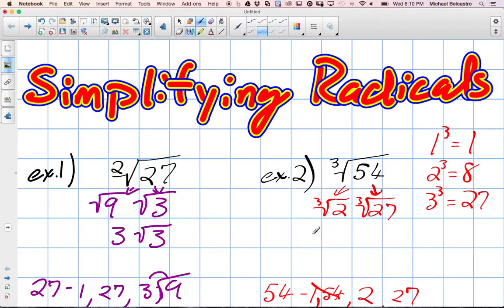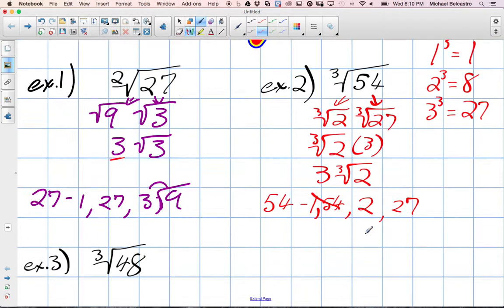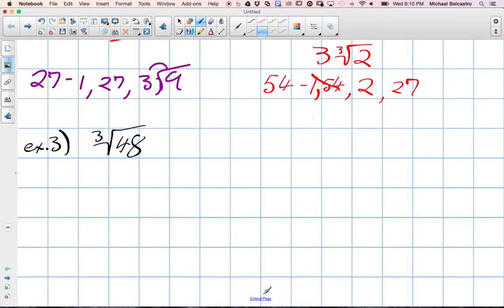There we go. This ends up being the cube root of 2 times the value of 3. And what you do with that 3 is just move it to the front like a coefficient that we had over here. So we have 3 times the cube root of 2. And we know we can't go any farther with 2. We're looking at our list of cube roots, and that's all we get for that one there. Okay, so that's simplified as far as it can go.